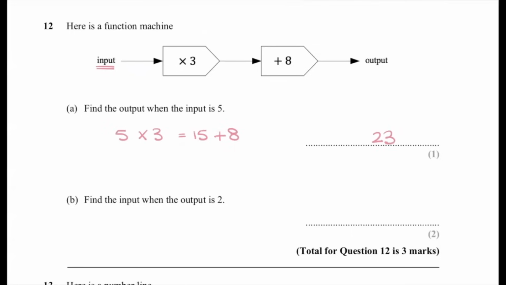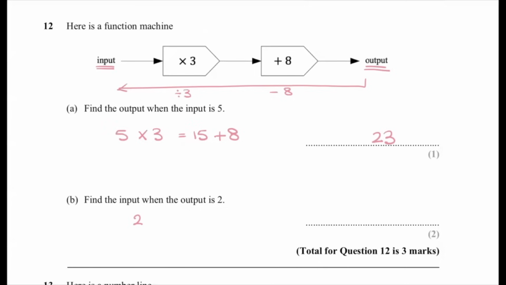On the second part, we've got to find the input when the output is 2. That means we're at the end of this machine with our number 2. When you are at the end of the machine, you will be traveling backwards. And as you travel backwards, you do the opposite because you are traveling in the opposite direction.